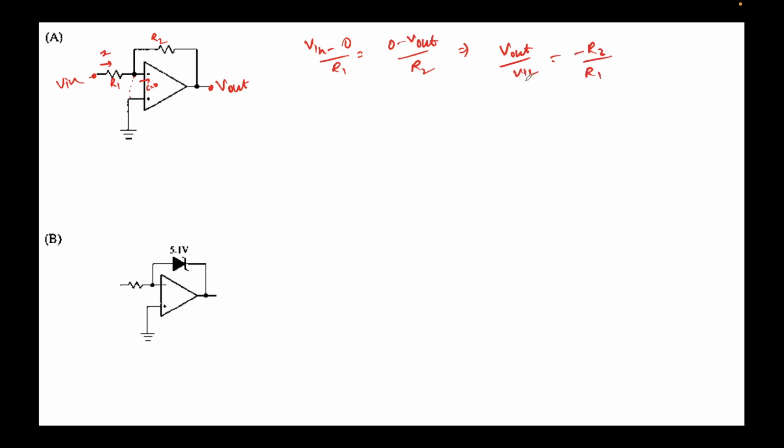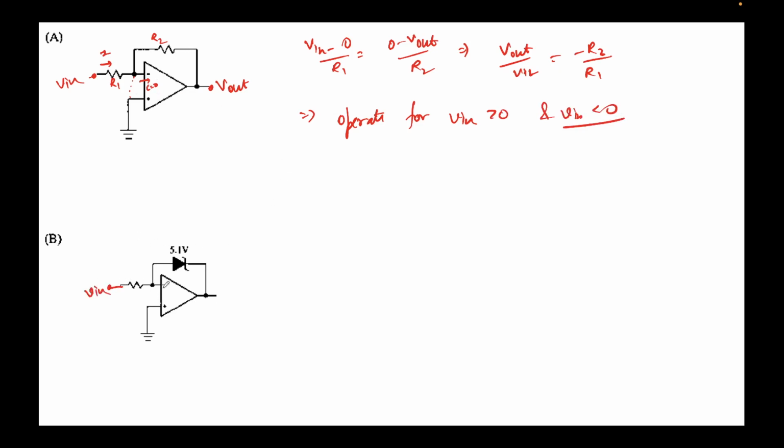This means that for all values of V in, you'll get a V out. There's no specific restriction imposed when V in is negative. So this will operate for V in less than 0 and V in greater than 0, so it will operate for all V ins. Right, now let's come to this second circuit.